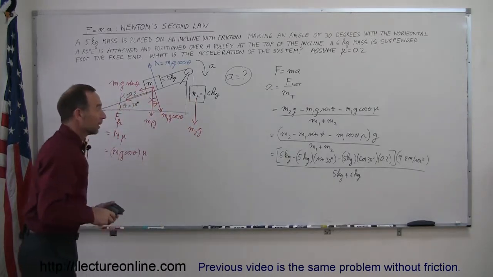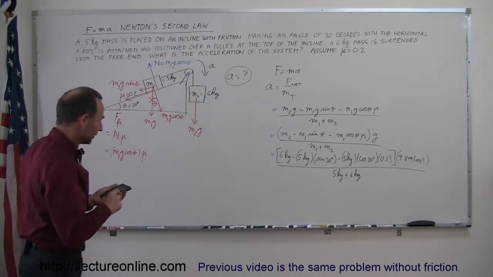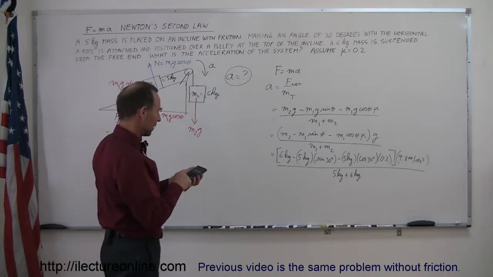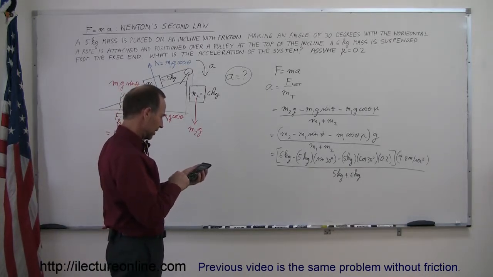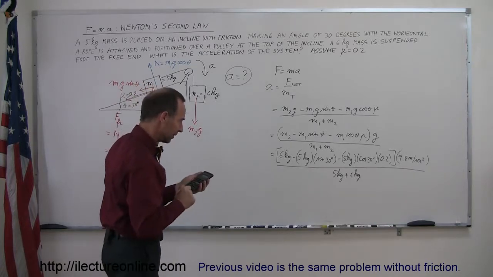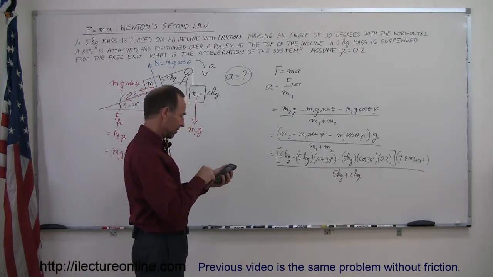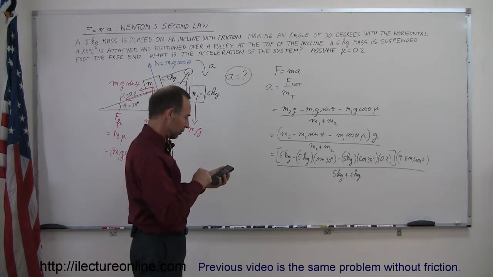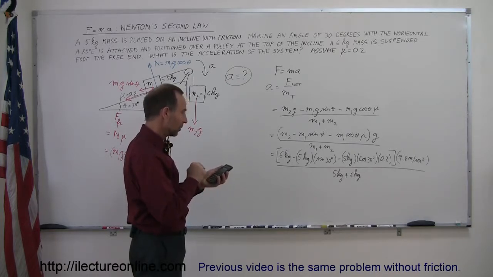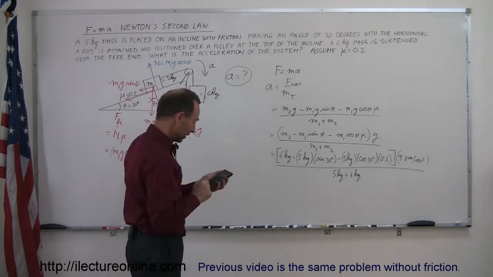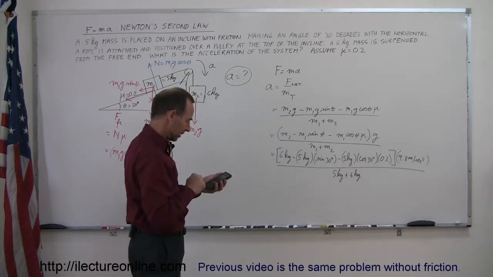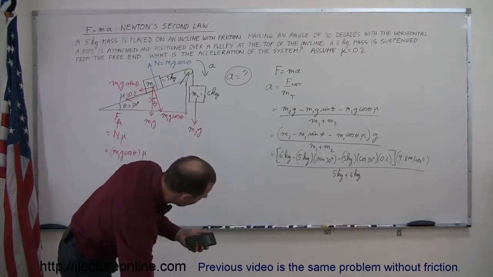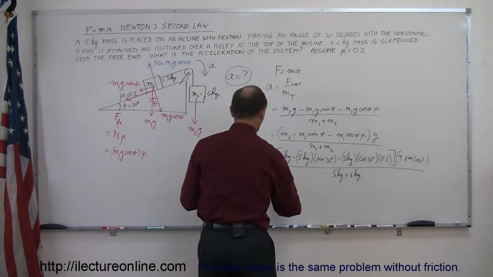Okay. All right, so plugging this into the calculator, we have 6 minus 5 times the sine of 30, which is 2.5, and subtract from that 5, so it's minus 5 times the cosine of 30 times 0.2, and divide that by 11, and then multiply the whole thing times 9.8, and the answer is 2.35 meters per second squared.